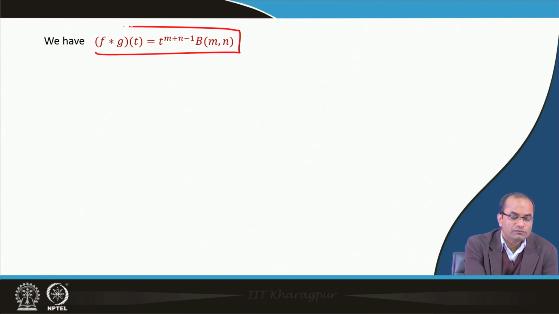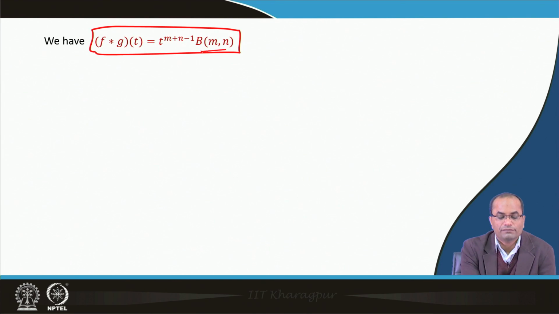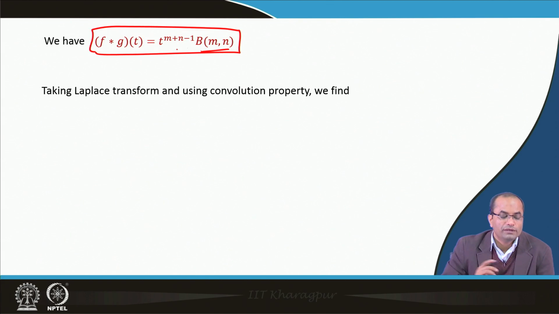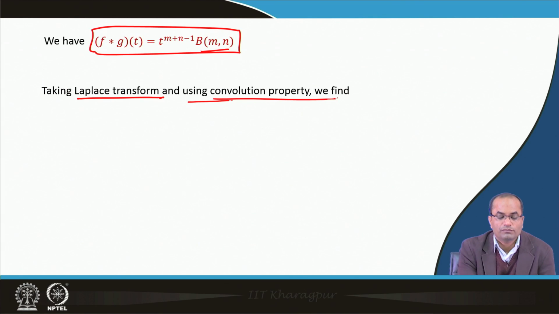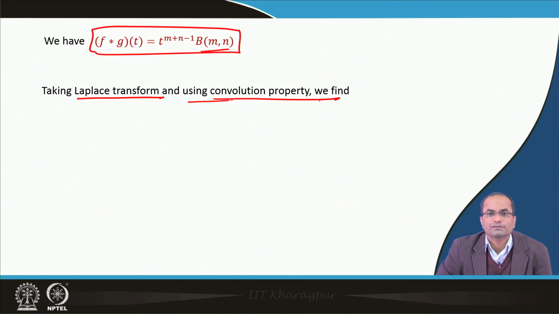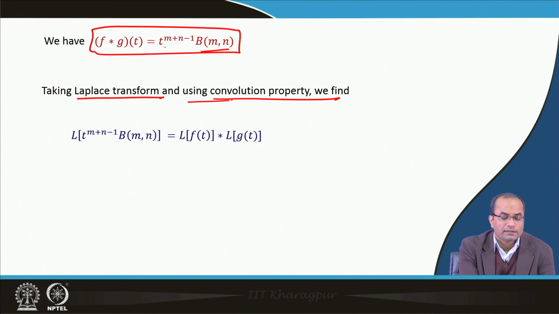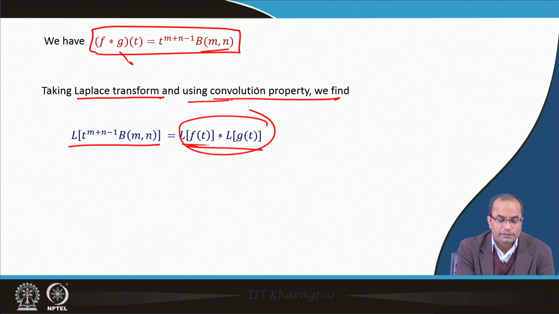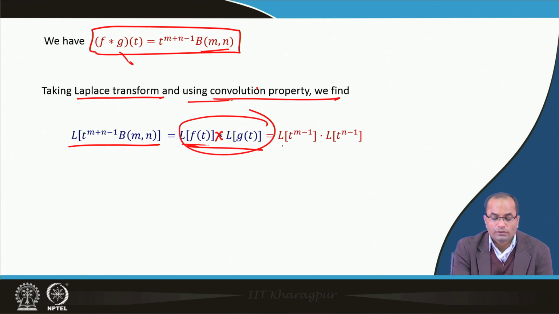So, having this result that the convolution of these two functions gives us the beta function with t power m plus n minus 1, we can make use of the Laplace transform and in particular the convolution property of the Laplace transform, which we have discussed before. That means the Laplace transform of t power m plus n minus 1 times B(m, n) is equal to the Laplace of this convolution, and by the convolution property, the Laplace of the convolution will be equal to the product of the Laplace of f and g. So, we have the Laplace of t power m minus 1 times the Laplace of t power n minus 1, and we have the product there.